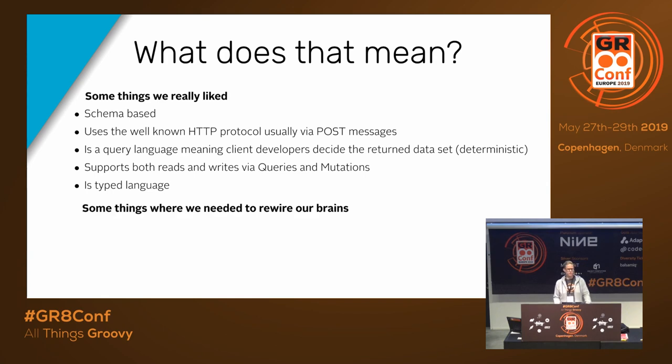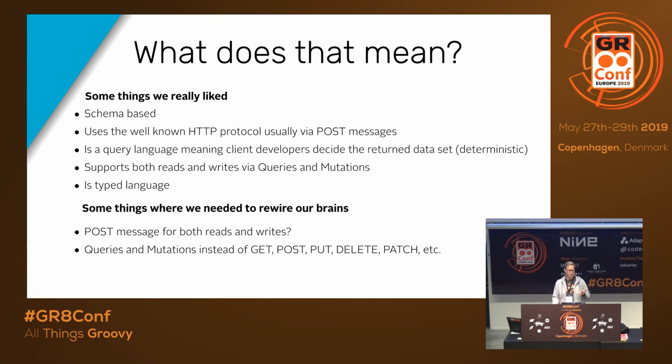And then there were some things that we needed to rewire our brains around. One thing was that we all learned that GET requests should not have side effects, POST requests have side effects. You use PUT for one thing, you use POST for another thing. But with GraphQL, you send POST for everything. Mutations and queries are a POST request. So GraphQL kind of made its own equivalent of that, which is that queries should not have side effects, but mutations have side effects. But both of them are sent with a POST request. So you use these two methods instead of the whole army of methods of a REST service. And that we needed to get used to.